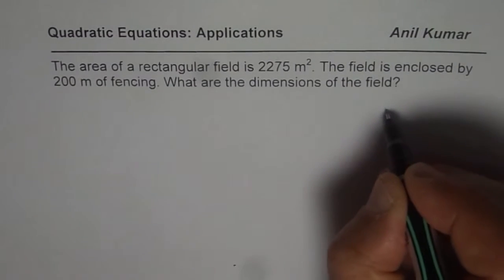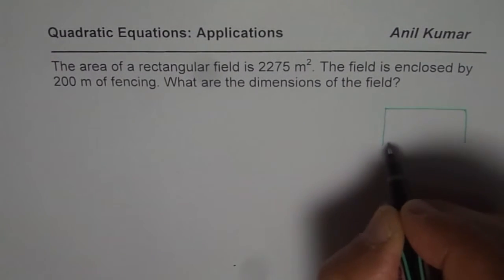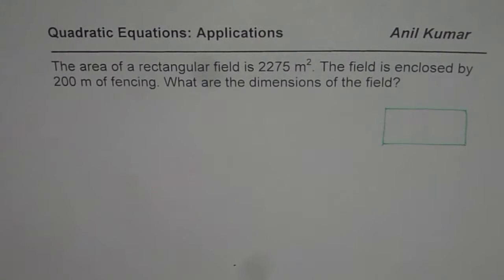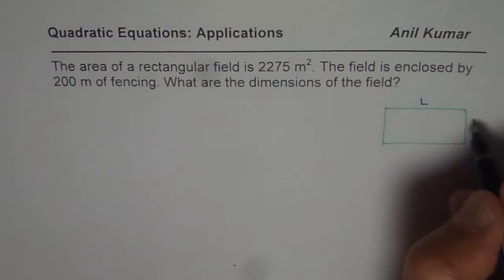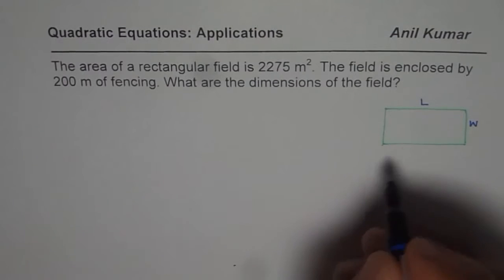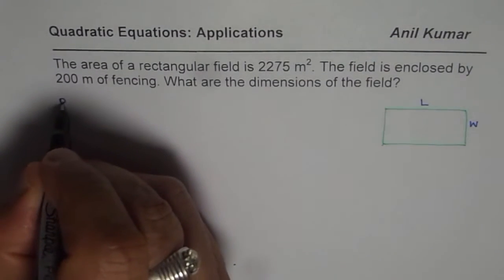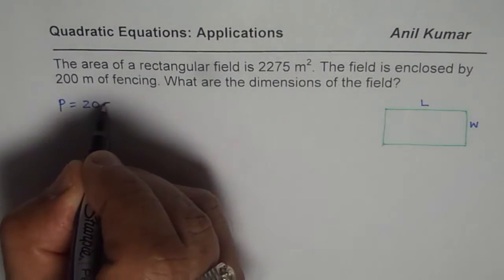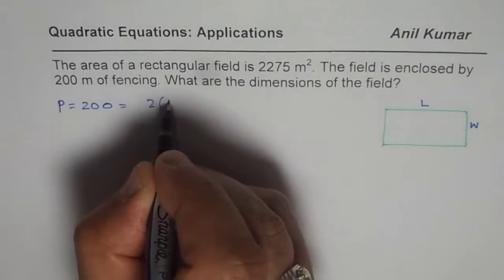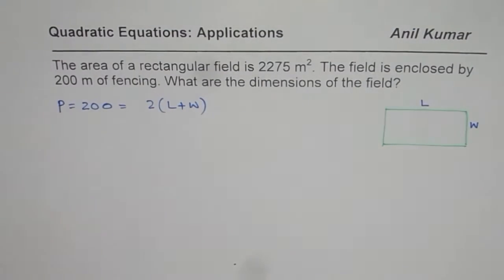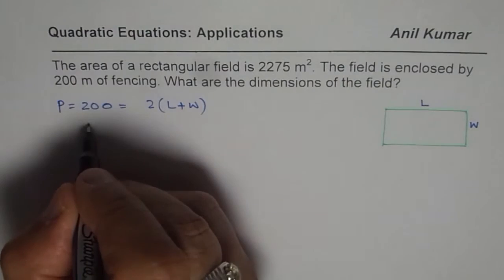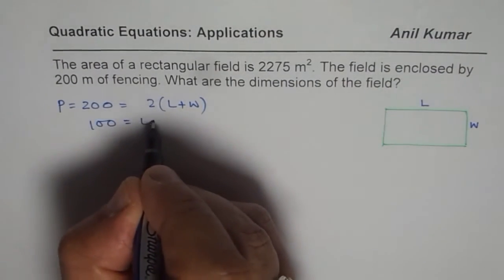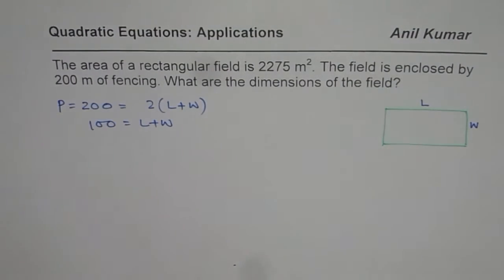So let us say that this is the rectangular field we are considering. Now let the length be L and W be the width. So what we know here is that perimeter is 200. That means 2 times length plus width is 200. We can simplify this and write 100 equals to length plus width.